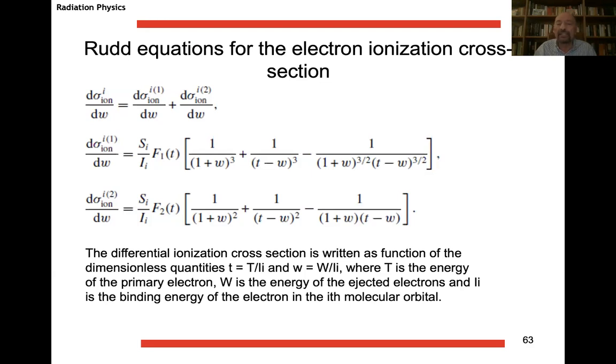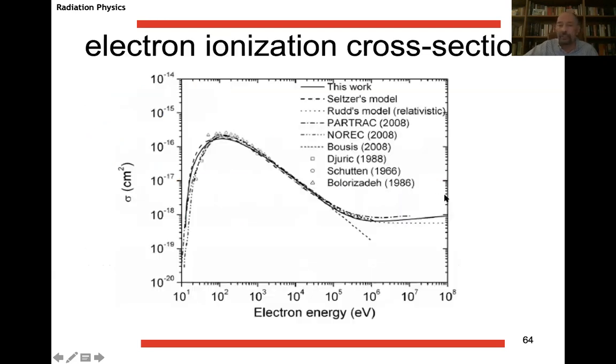The quantities T and W you see are dimensionless, but capital T is the energy of the primary electron, and capital W is the energy of the ejected electrons, and I is the binding energy of the electron in the ith molecular orbital. So you get these differential equations, not exactly easy, but of course these are solvable from the numerical point of view. And you see there are many different models to describe this electron ionization cross-section.